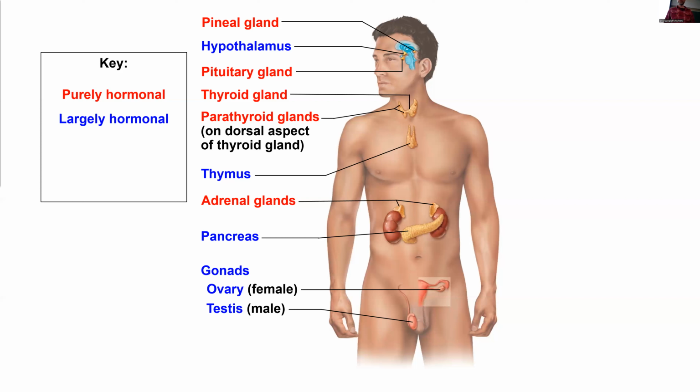In addition to these organs that are purely hormonal or largely hormonal, we also have endocrine specialized cells in other organs that perform other functions, but there are specialized cells in these organs that serve an endocrine role. And this includes the heart, the digestive tract, your kidneys, and even your skin.